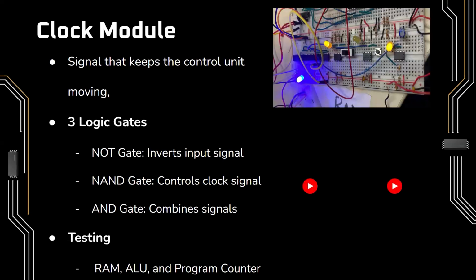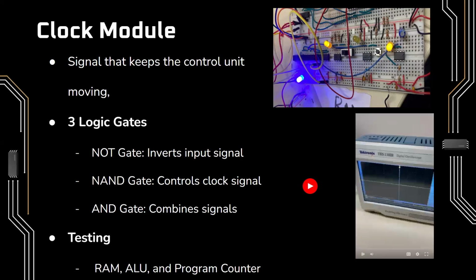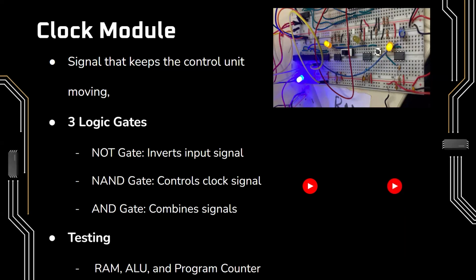So, like we were saying before, the clock module. This basically keeps the signal moving in the control unit, and it uses three logic gates: a NOT gate, a NAND gate, and an AND gate. The NOT and NAND gates invert the clock signal and control it, while the AND gate combines both signals for an output. The clock module was used a lot for testing the RAM, the ALU, and the program counter. We also used an oscilloscope to test the actual output of the clock module.